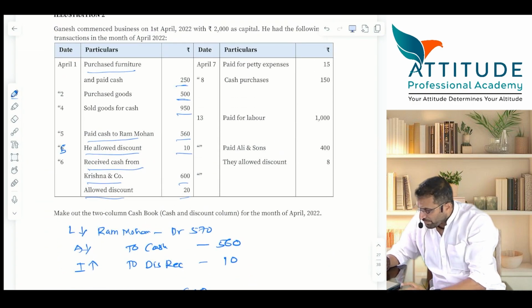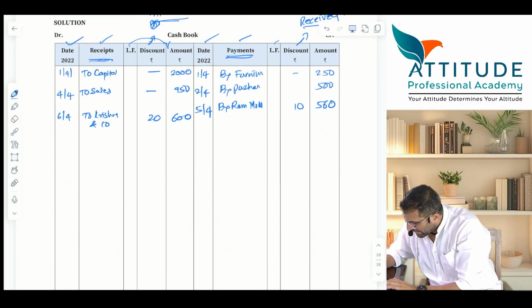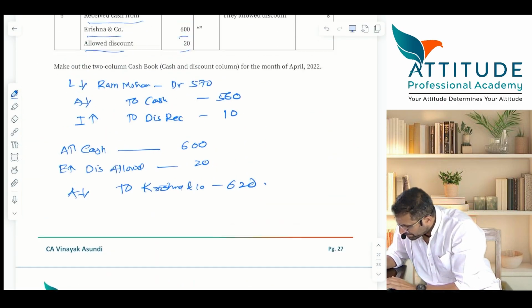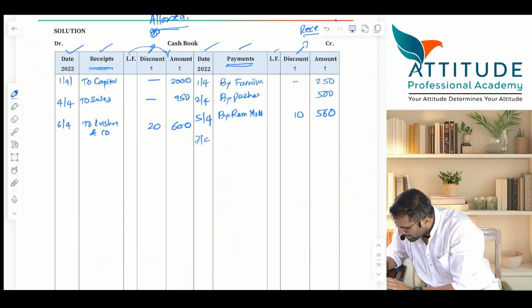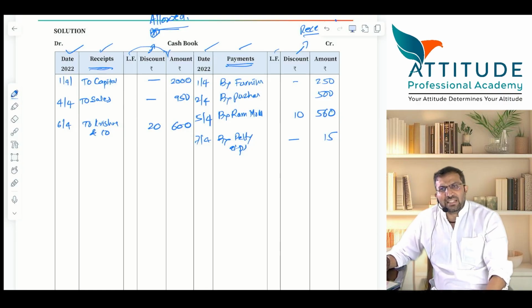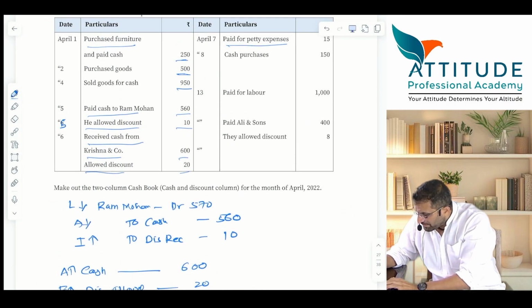Next. Paid for petty expenses. How much? 15. 7th, right? 7th. By petty expenses. Chota mota expense. In cash column how much? 15. Is that clear? Petty expenses account debit to cash. Cash account is credited. Next.